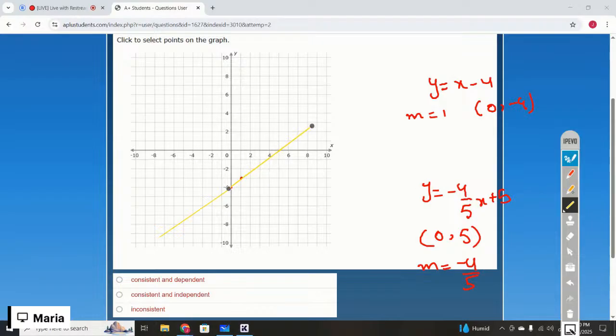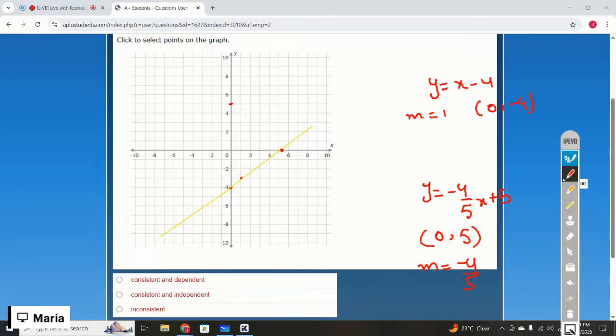Okay. Now for the second equation, x is 0 and y is 5. Sorry, not here. This y is 5.